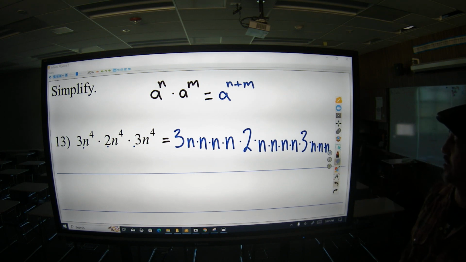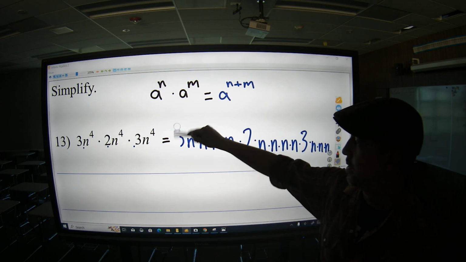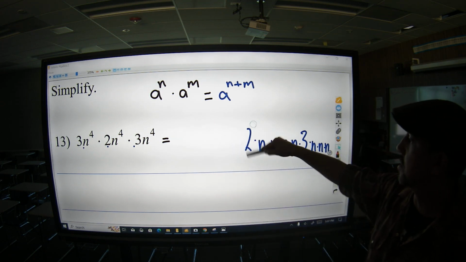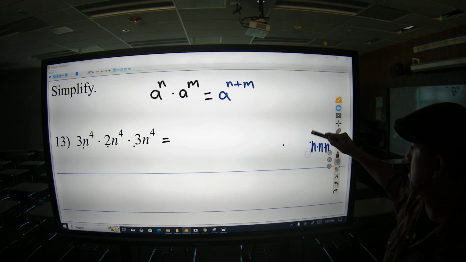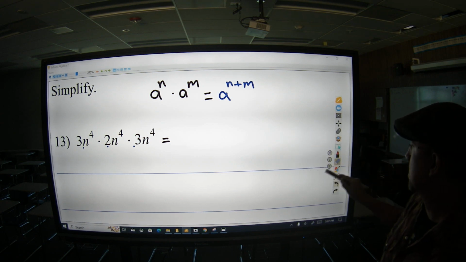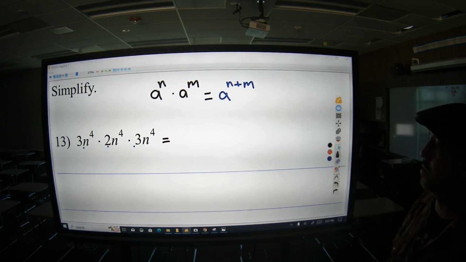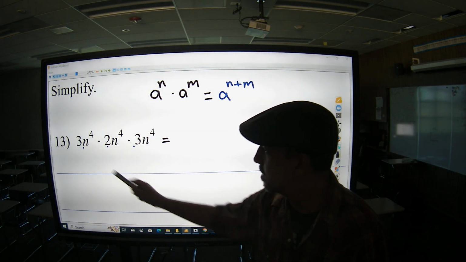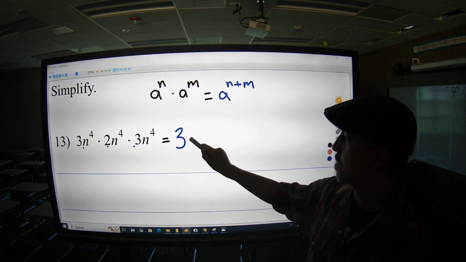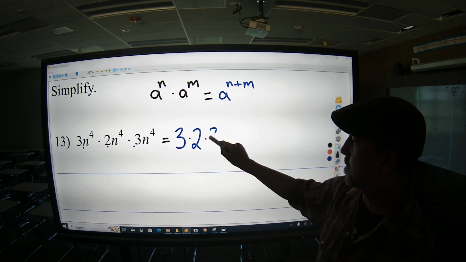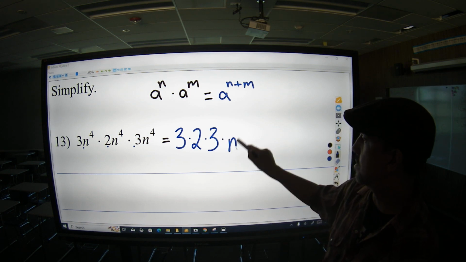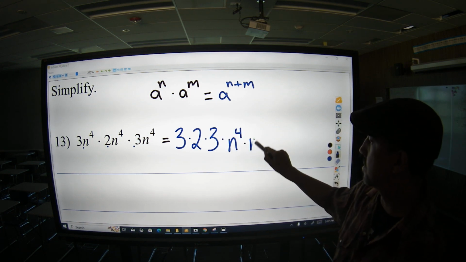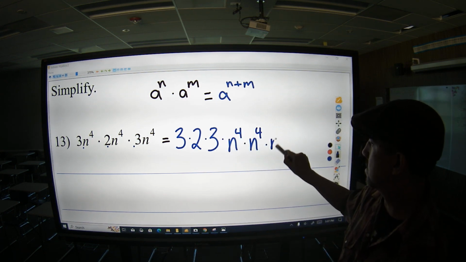So you can see this is going to be a lot of writing, and we wouldn't necessarily want to do our math that way. So the way that we're going to think about this, instead of just writing as much as possible, is realize we have a notation to help us do these things faster, right? So I could rearrange some of this. We could think about, let's put all the coefficients together on one side, 3 times 2 times 3, and then I have n to the fourth times n to the fourth times n to the fourth.